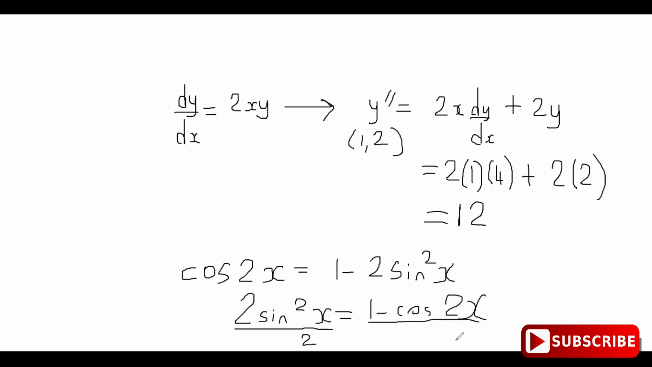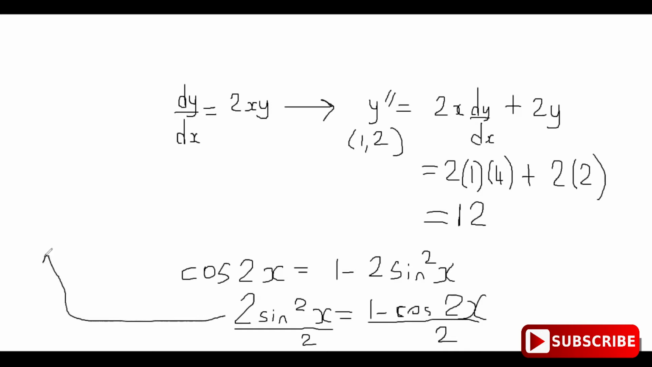Sir, wouldn't it be cosine 2x minus 1? No, 1 minus cosine 2x. What I did was bring the 2 sine over. I get what you're saying. Okay, I get it now. So that's what we do.